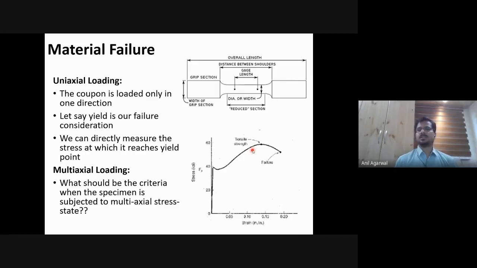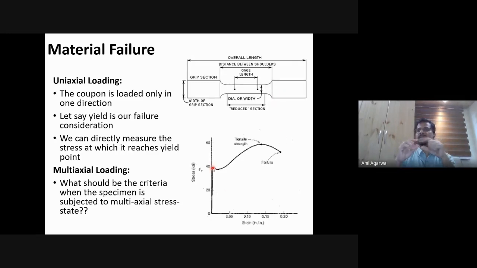The challenge is if it was not a coupon, if it was a part of a beam or a column, then I cannot say with guarantee that the stresses are all uniaxial. The stresses might be multi-axial or triaxial. So if the state of the stress is more complex than uniaxial, then at what stress will it yield?